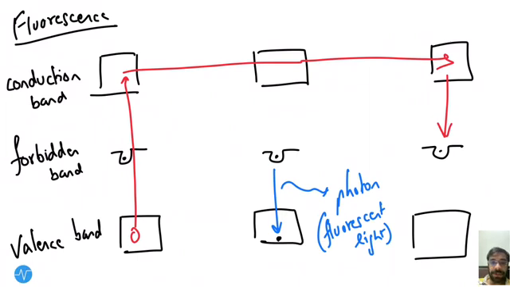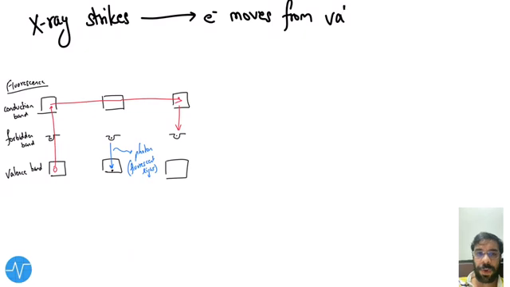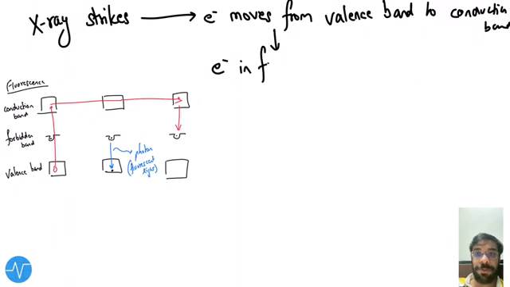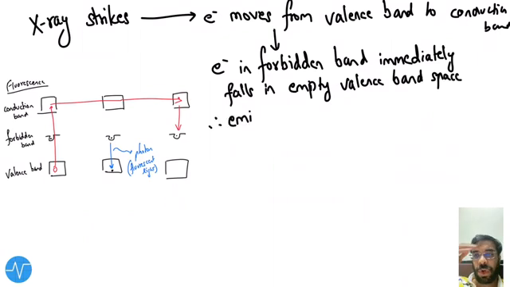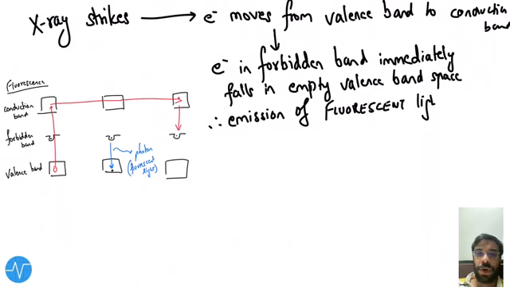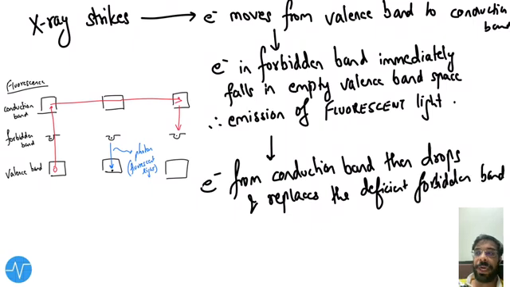or a fluorescent light. Now let us revise once again. X-ray has struck the fluorescent object. Electron from the valence band directly moves to the conduction band, skipping the forbidden region, and in the forbidden region the electron immediately goes down to the valence band. This difference is given out as a photon or a fluorescent light. Therefore, there is emission of fluorescent light because of the immediate going from the forbidden band to the valence band. The electron in the conduction band then jumps and replaces the deficient forbidden band.